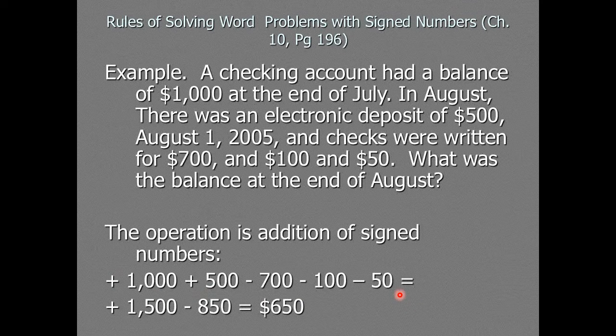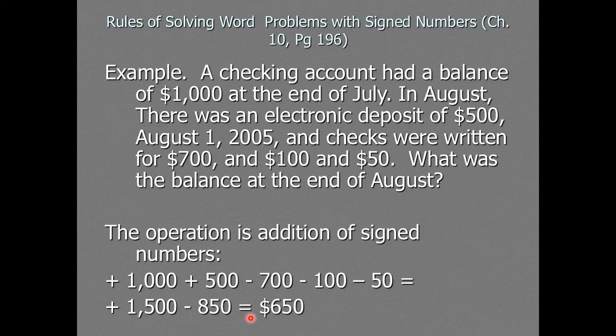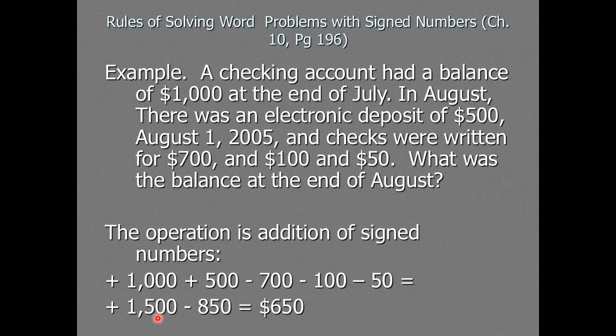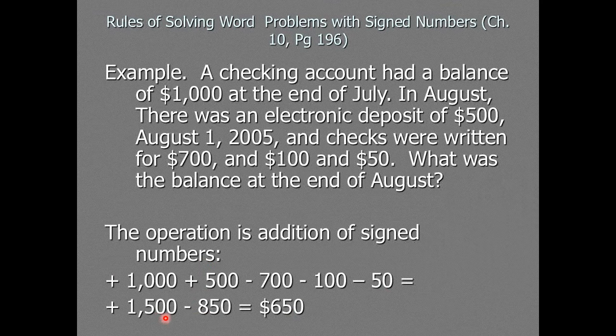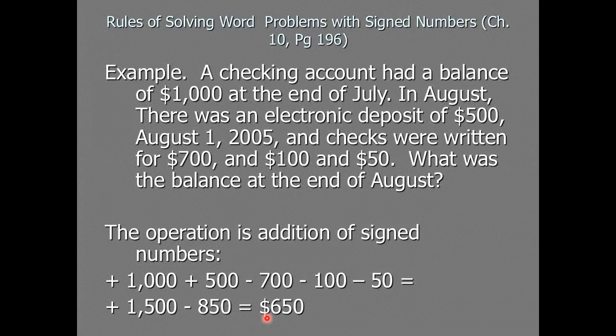Now we add all the positive numbers, which makes it 1,500. Add all the negative numbers, which is 850, and then we do the subtraction. And at the end, we keep the positive sign because the deposit is more than the checks, right? I'm saying we keep the positive sign. So the balance is $650 at the end of the month of August, right? So we kept the sign.